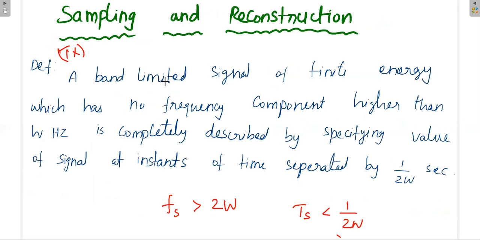Again, why the concept of band limited? Why band limited, why not simply a signal? See, we are telling that the maximum frequency is W. That means band limited. We are limiting the frequency content of the signal. That's why the signal is called a band limited signal, because we are clearly telling that the signal does not have any frequency which is greater than W.